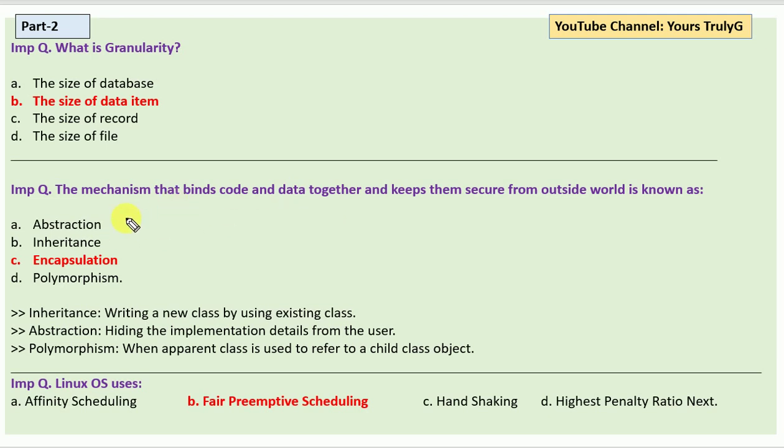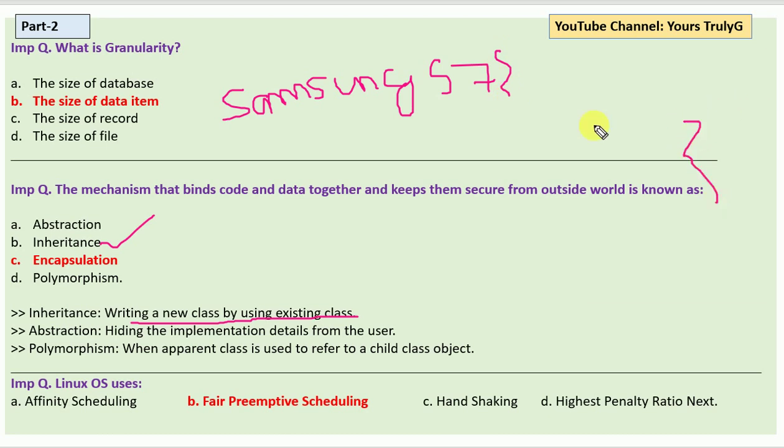Let's first discuss what inheritance is. It is writing a new class by using an existing class. Let's take a practical example. Suppose the class is Samsung S7, and there are a lot of features involved in this class. Now I am creating a new class on the basis of the existing class, and I add a new feature.